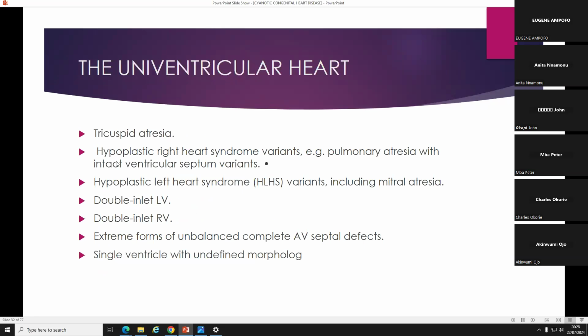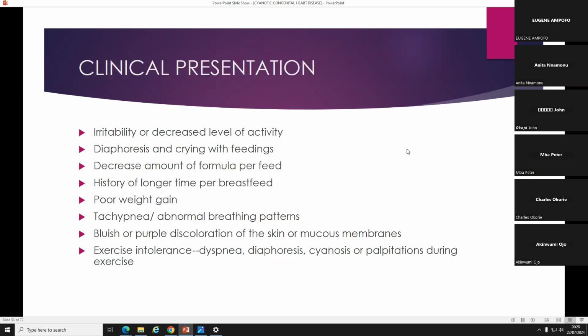And just to mention the univentricular heart. So it's a syndrome basically where you have a functionally single ventricle. It includes conditions such as a double inlet right ventricle, double inlet left ventricle, hypoplastic left heart syndrome, hypoplastic right heart syndrome, single ventricle with undefined morphology, tricuspid atresia. So basically, these patients have a functionally single ventricle. And that's significant for consideration of repair, as we will see later on.